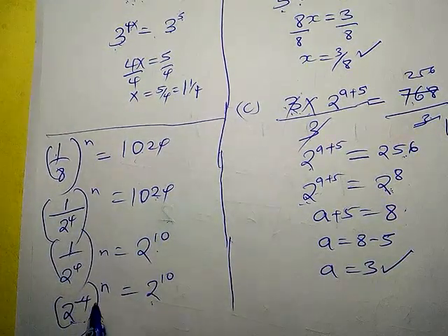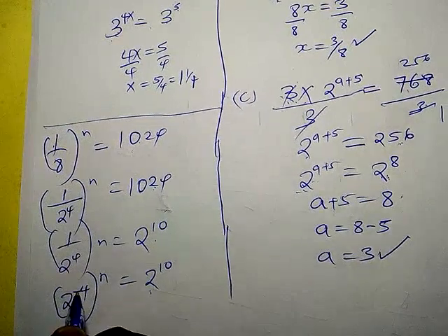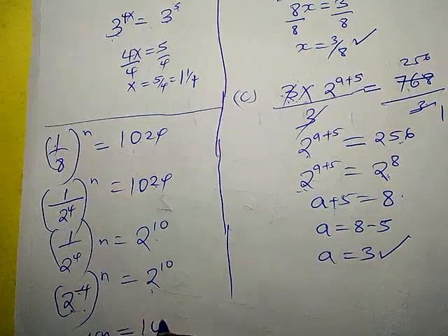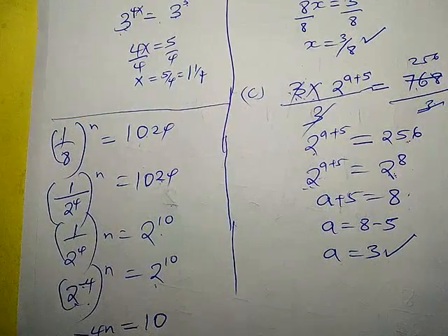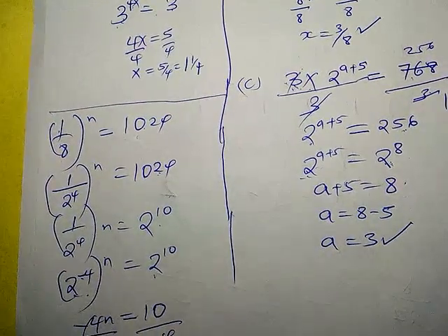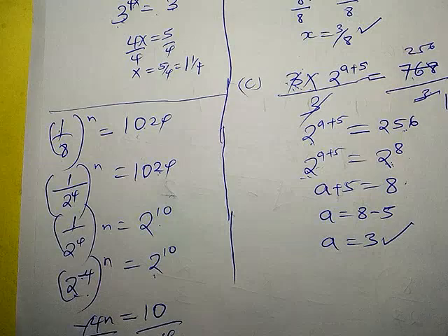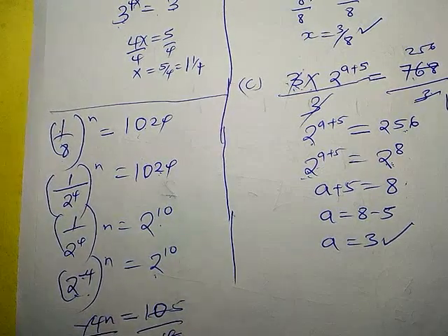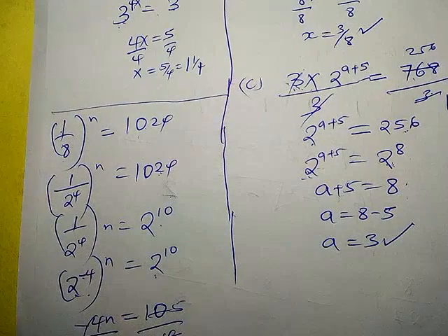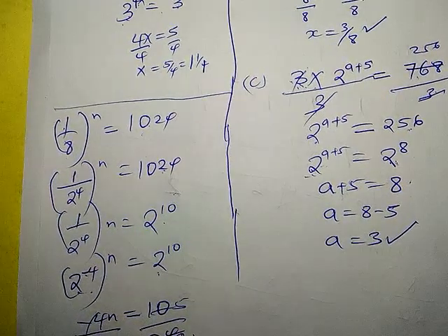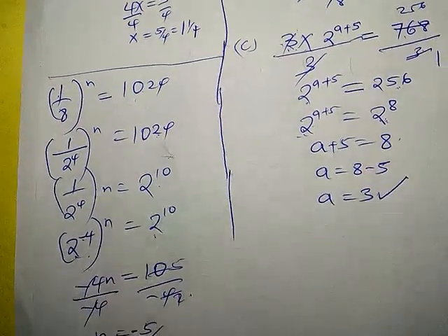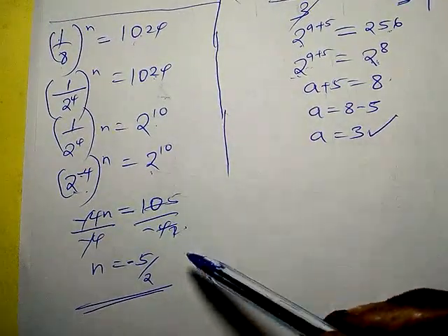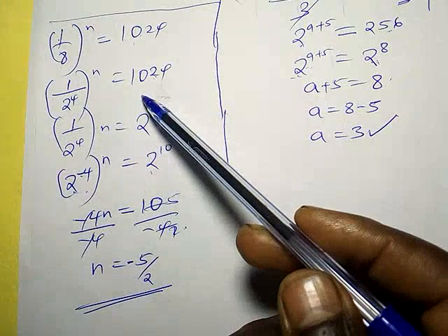We ignore the bases, we use the powers. So negative 4n equal to 10, divided by negative 4 on both sides. So n equal to negative 5 over 2. So this is how I have done it.